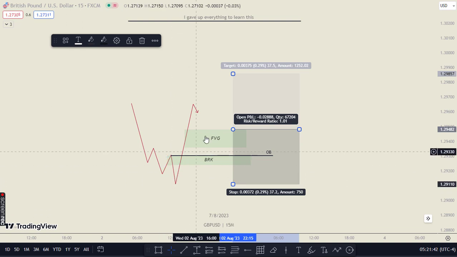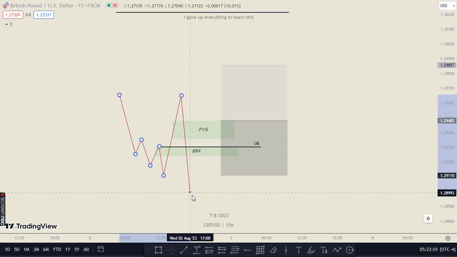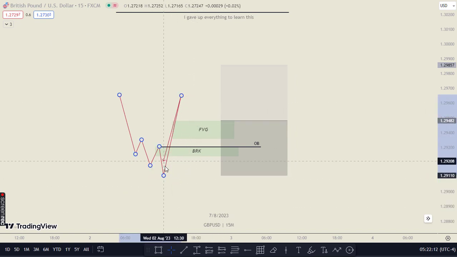So if price violates this fair value gap and this breaker and this order block, and then violates this swing, then most of the time there is a high probability that price will just keep going down, and your stop loss must be here.